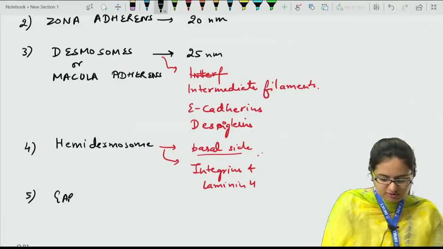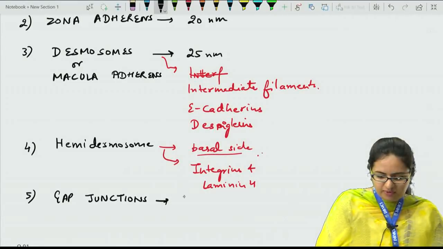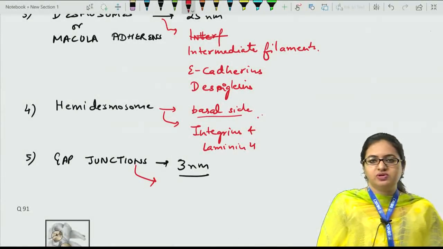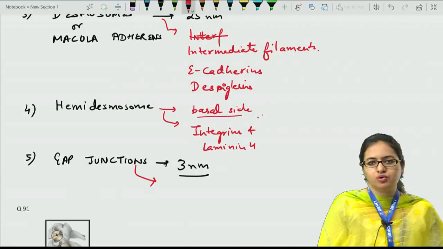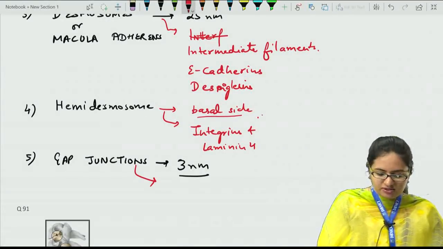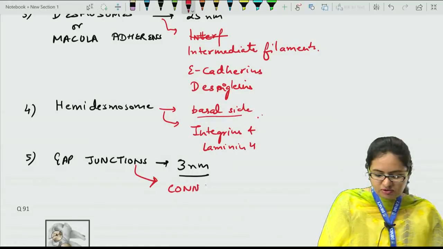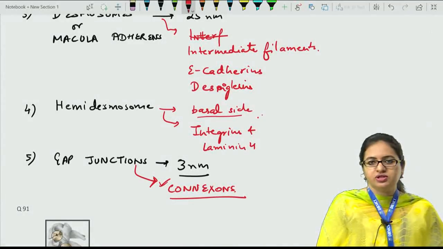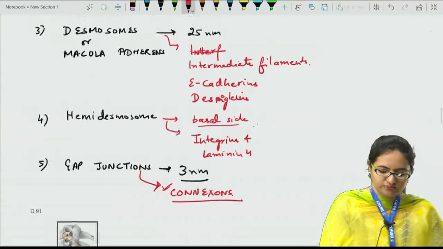The last one is the gap junction. The intercellular gap in the gap junction is 3 nanometers. The gap junction is also known as the communicating junction, because here the ion exchange and the exchange of smaller molecules can occur between the cells, and there is a presence of connexons between the cell membranes, which is a characteristic feature of the gap junction. When we talk about the cardiac muscle, the action potential is transferred from one cell to another cell via this gap junction.